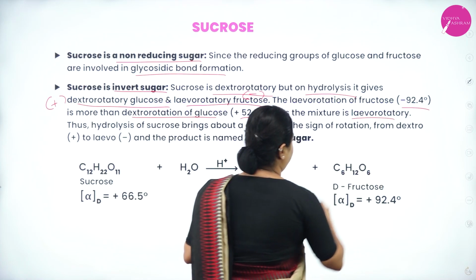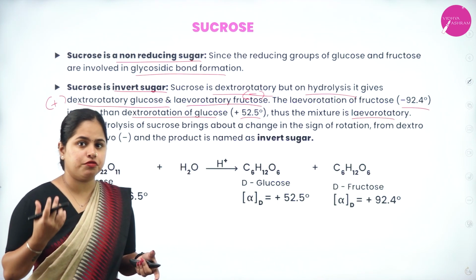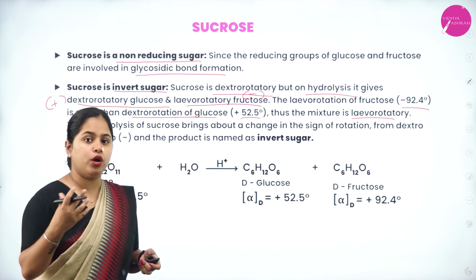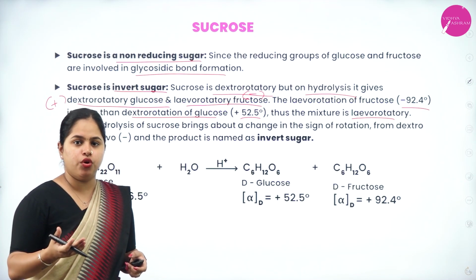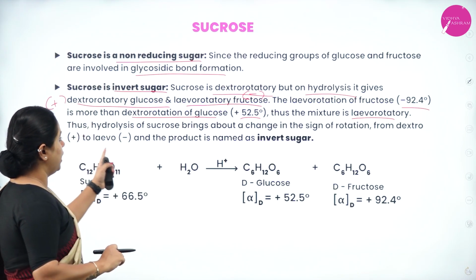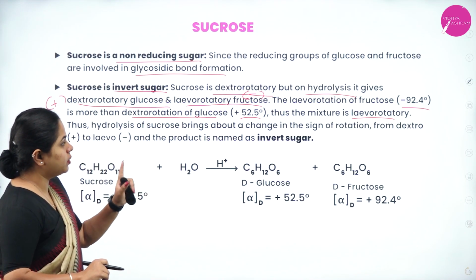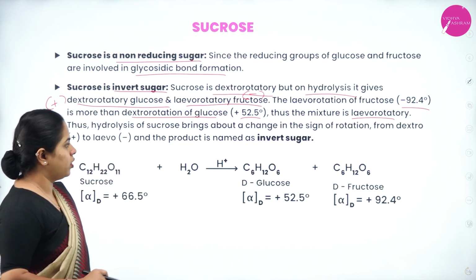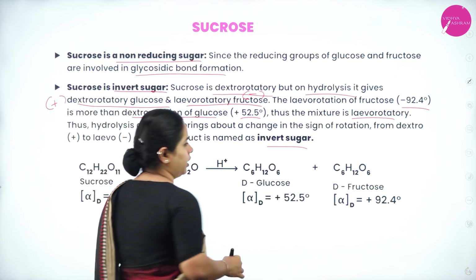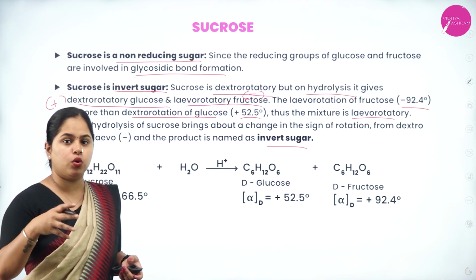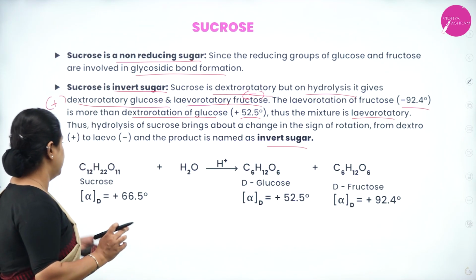So what is going to happen? Because glucose and fructose are formed and fructose has the greater degree of rotation, the overall mixture is going to be levorotatory. Thus, hydrolysis of sucrose brings about a change in the sign of rotation from dextro to levo, and the product is named invert sugar. That is why it's called invert sugar, because there is an inversion of the rotation of the plane polarized light.